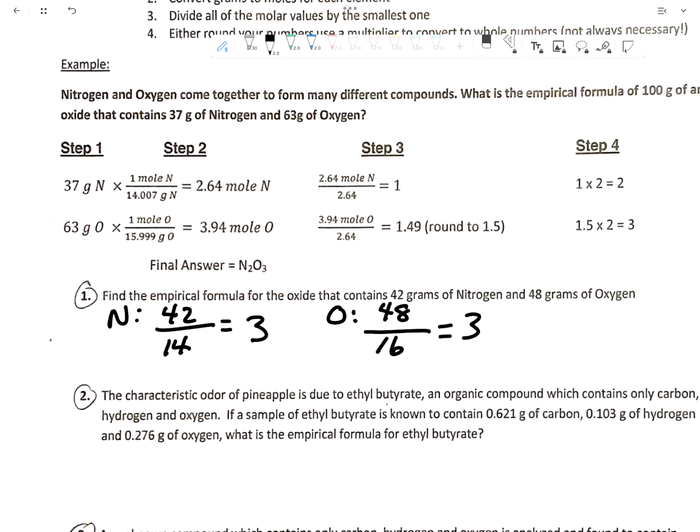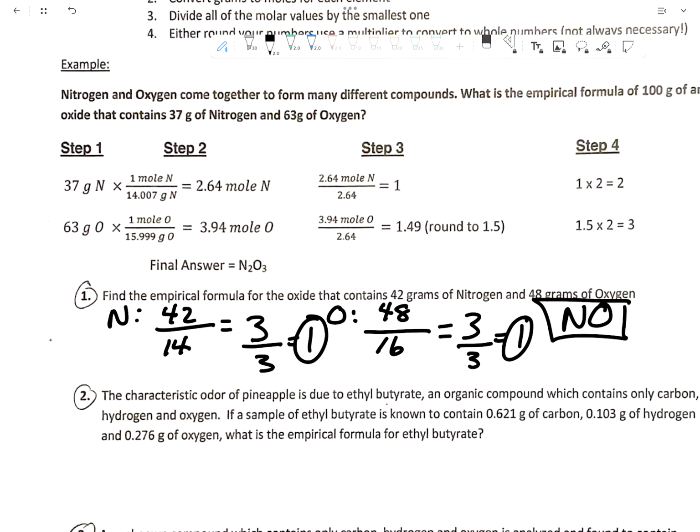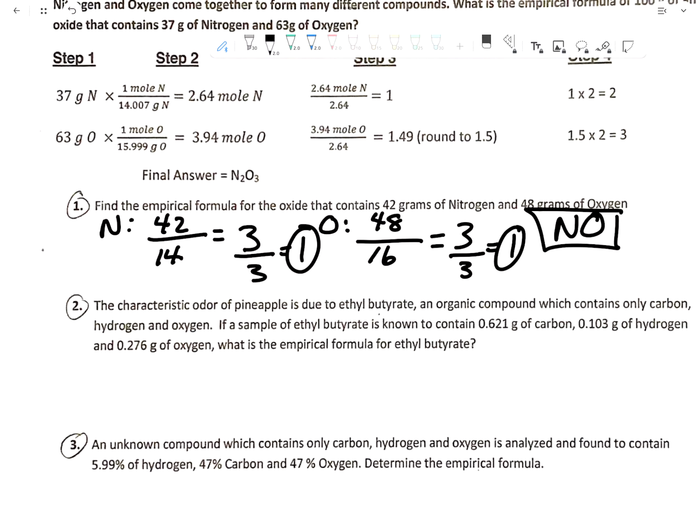So you divide each one by the smallest. And there we have the smallest. That becomes a 1. Therefore, those are my subscripts. I have a 1 for the nitrogen subscript, a 1 for the oxygen subscript, and then our empirical formula happens to be NO. Okay? Pretty easy one.